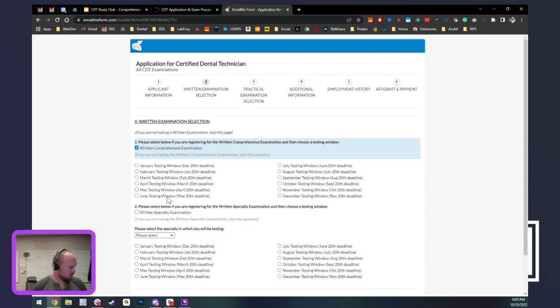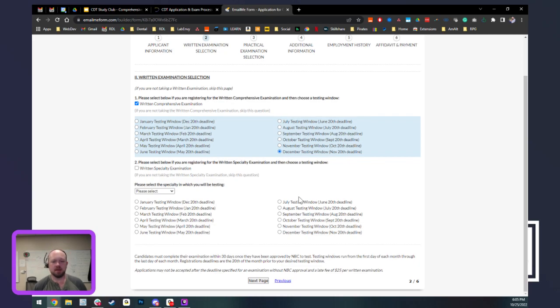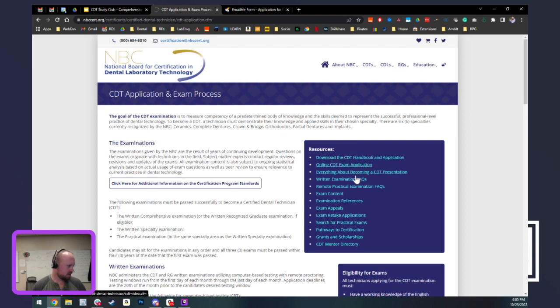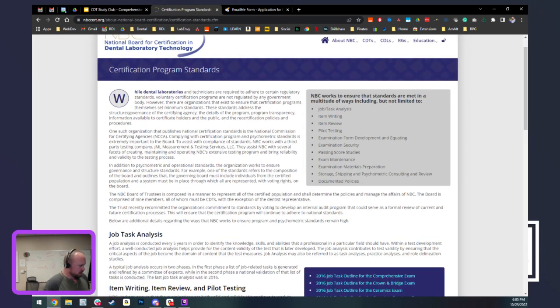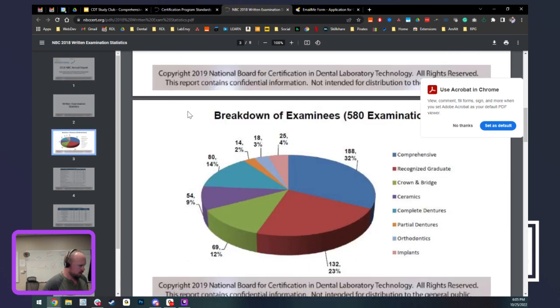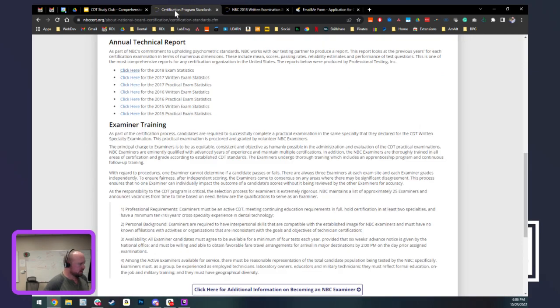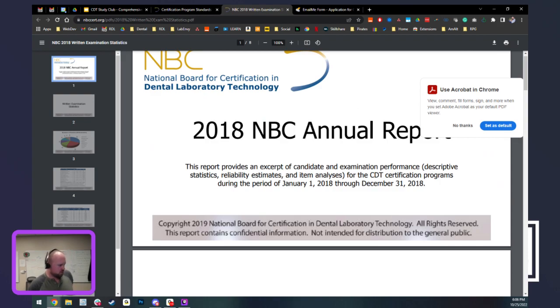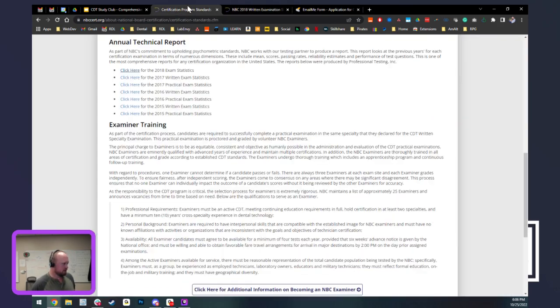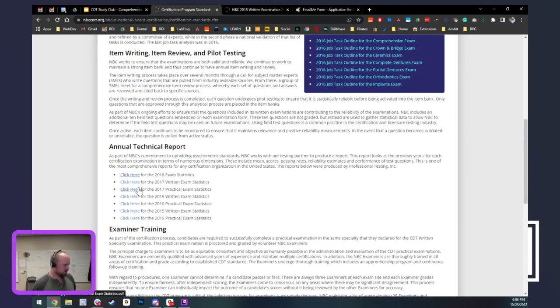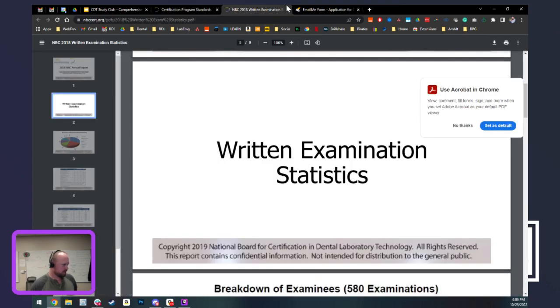January, February, March, April. Wow. Okay, so let's take a look at what the current window is. Oh, so they actually have from 2018 here, they have the breakdown. So let's look at this. So the MDC annual report. So written examination, interesting. Written exam, practical exam. So they only have the written exam. Okay, and what does it tell us?